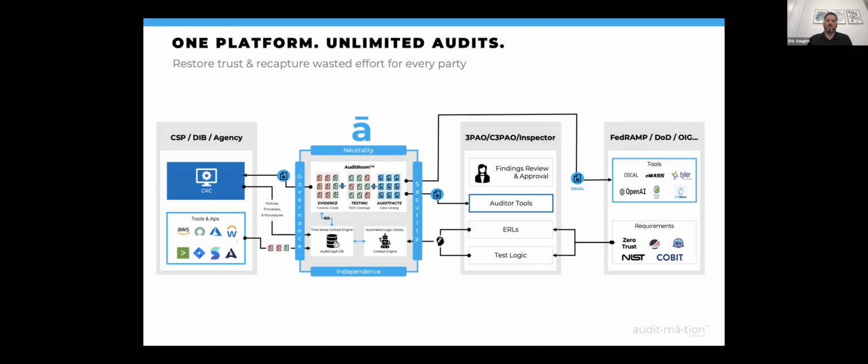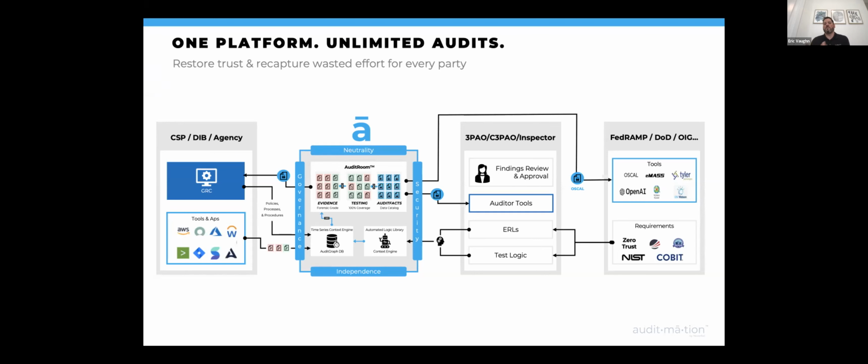And those persist in 2 areas. Number 1, evidence request list. What's the data that I need to see to prove that? And the second piece is the actual test logic. What does desired state look like? What do I want to see? What do I want that answer to be? And based off of that evidence that was collected, is that true or false?